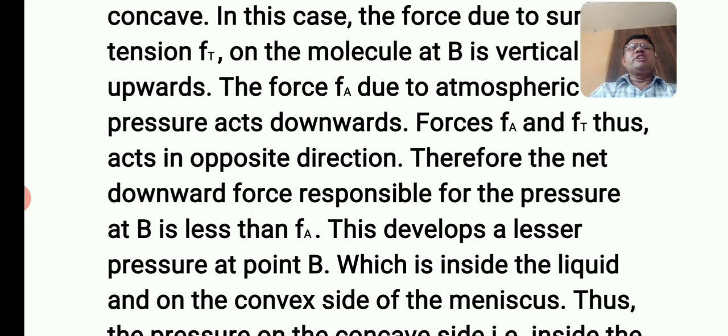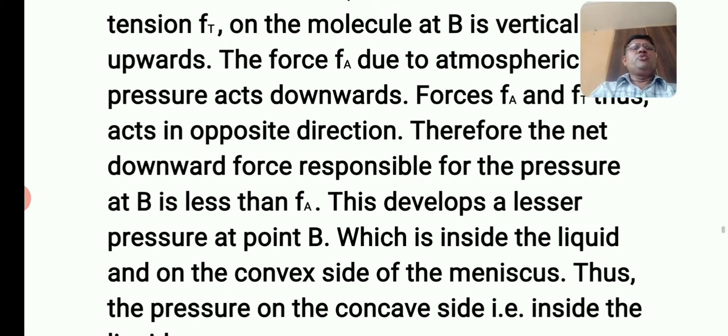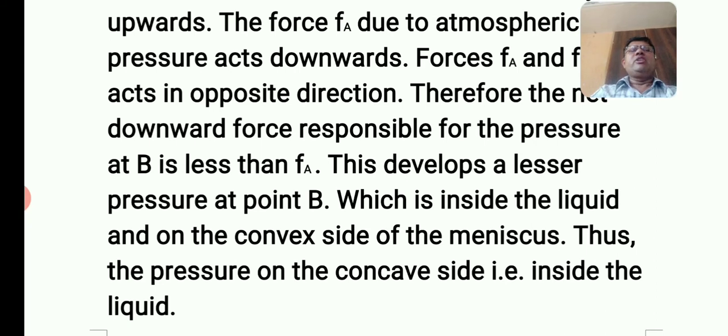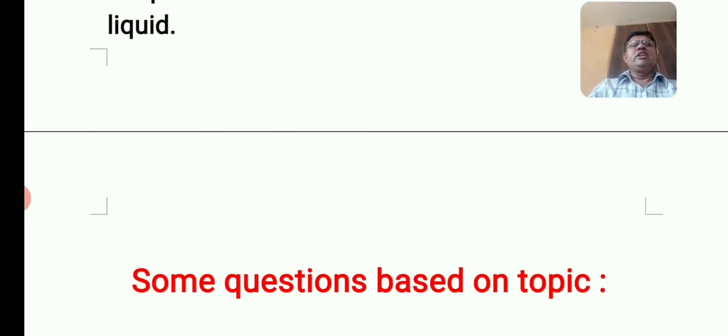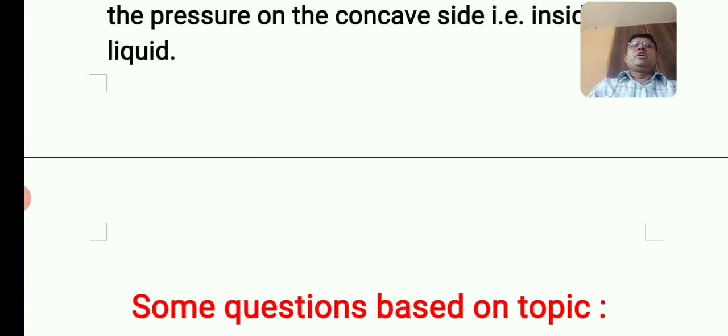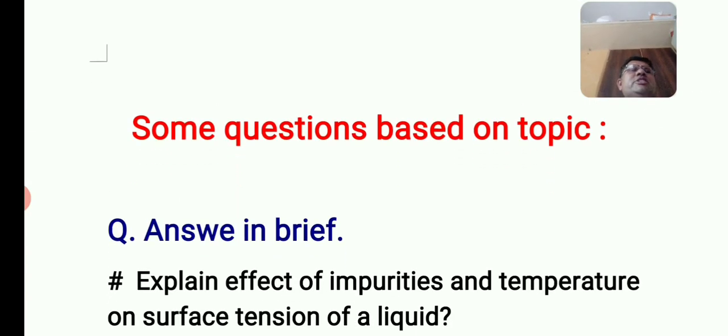This develops a lesser pressure at point B, which is inside the liquid and on the convex side of the meniscus. Thus, the pressure on the concave side is greater than on the convex side. So, here the article on the shape of a liquid drop on a solid surface and the factors affecting the angle of contact, and the article on excess pressure across the free surface of a liquid is finished.